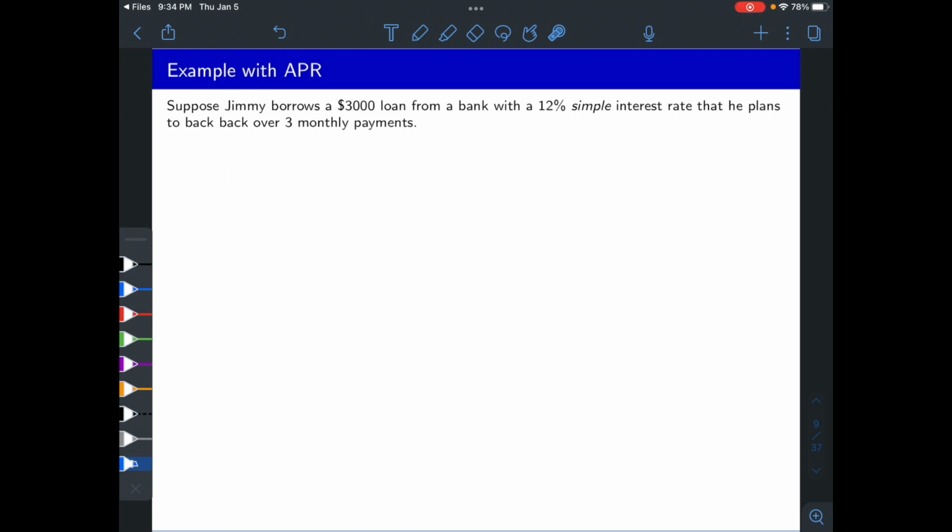But anyway, let's do an example with APR. So let's say that Jimmy is borrowing a $3,000 loan from a bank with 12% simple interest rate that he plans to, sorry, that's a typo, let's say, pay back over 3 monthly payments.